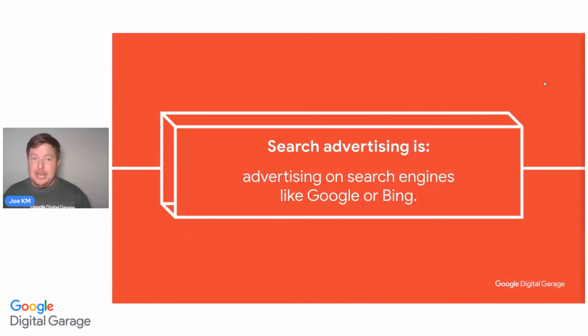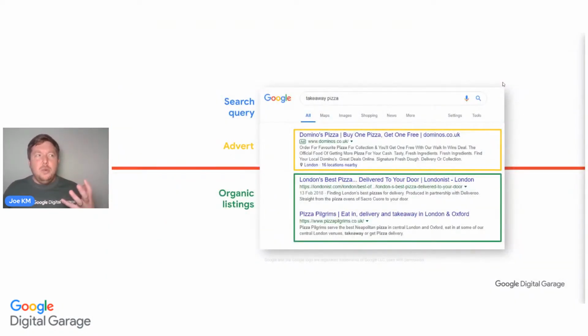So first of all, what are we going to talk about today? What is it we need to look at? So search advertising, what is it? Essentially, it's advertising on search engines like Google or Bing. As soon as you see a search result at the top of that search engine, that is search advertising. So what are the different things we need to know about when we're doing this?